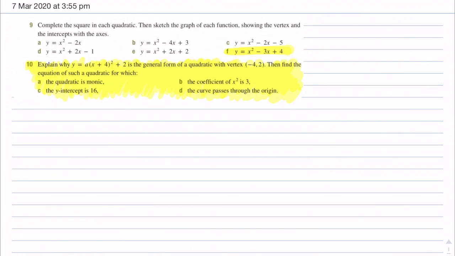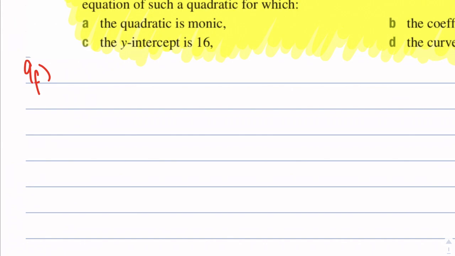Okay, so now we're looking at completing the square. I'm going to do exercise, question 9F first. It specifically tells us to complete the square and then sketch. So we're going to start off by completing the square and then we're going to do the normal process. So complete the square.